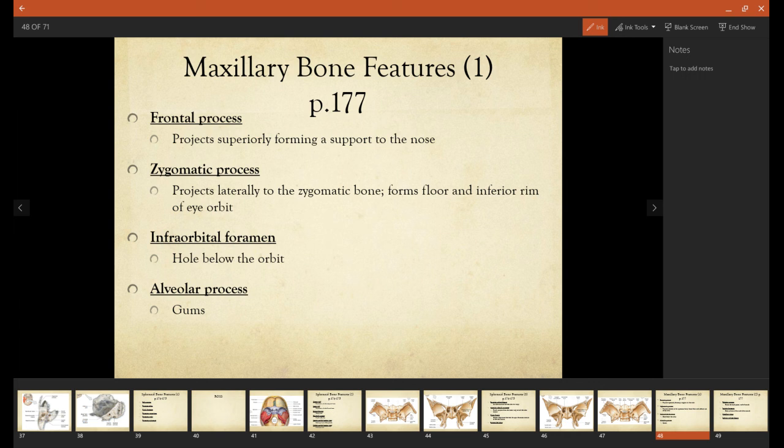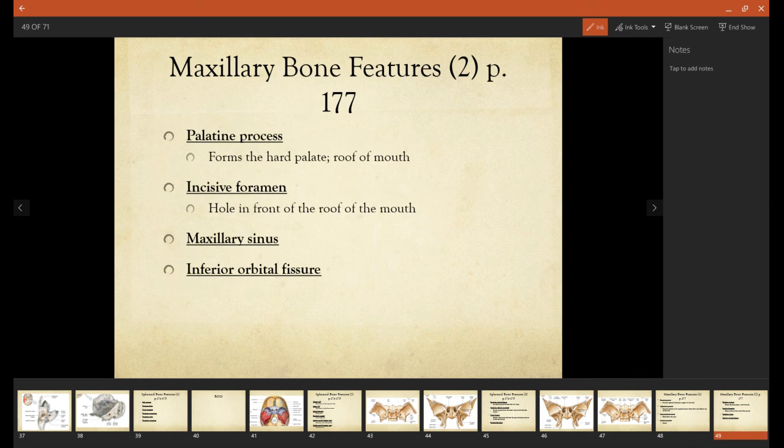Now, in the maxillary bone is where we'll find the infraorbital foramen. So if you remember, we had a supraorbital foramen of the frontal bone. Well, the one that's below the eye orbit is going to be found on the maxillary bone. And then we have the alveolar processes, which are almost like gums, but they're just going to form the foundation that teeth are going to sit in.